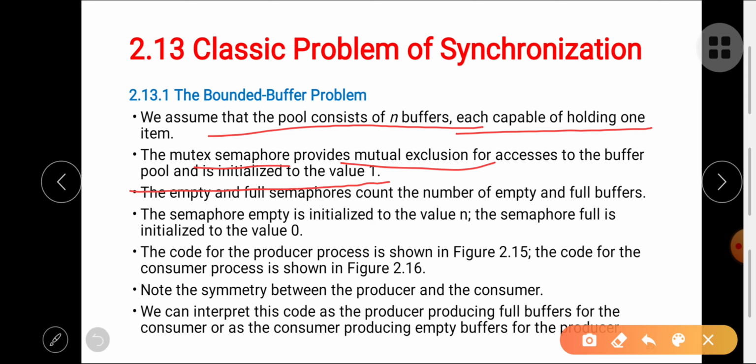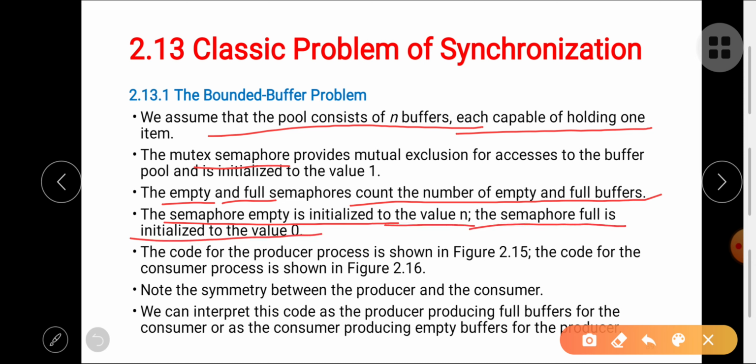The empty and full semaphores, these two are also variables. The empty semaphore is nothing but the empty variable, and one more variable is full. These variables count the number of empty buffers and the number of full buffers. The semaphore empty is initialized to n, and the semaphore full is initialized to 0.